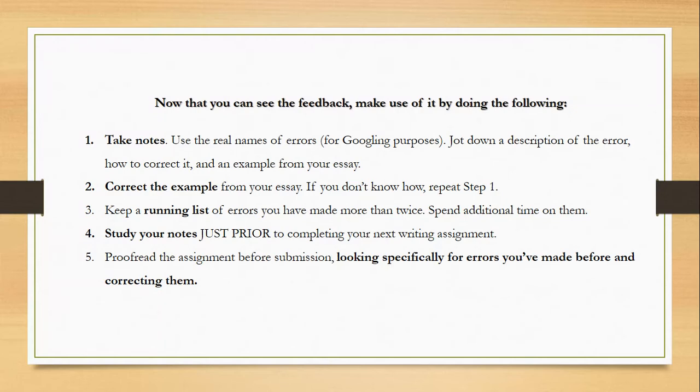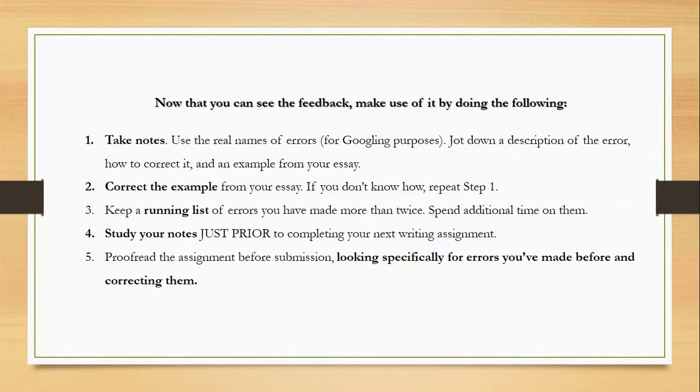So now that you can see your feedback, make use of it by doing these things. First of all, take notes from the feedback. You're going to use the real names of errors for Googling purposes because that way, if you forget what the rule is, you can go Google it and remind yourself. You need to jot down a description of the error. If it's a comma splice, use the term comma splice, and then write down for yourself what a comma splice is, how to correct it, and an example from your essay. And I would say write down the mistake exactly as it was made, and then write down the correction and keep that in your notes and study it as needed.